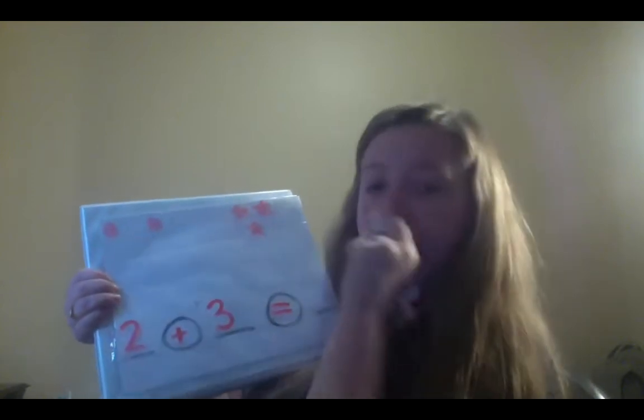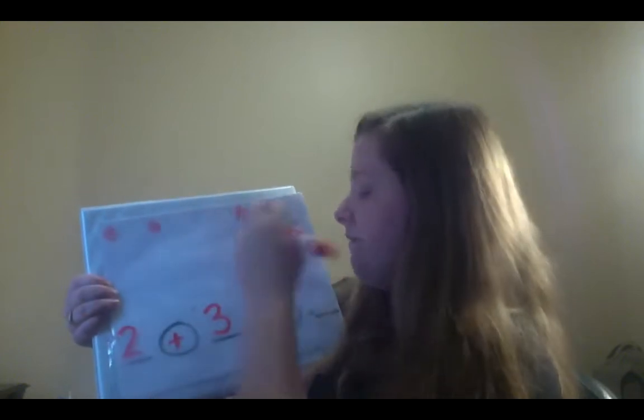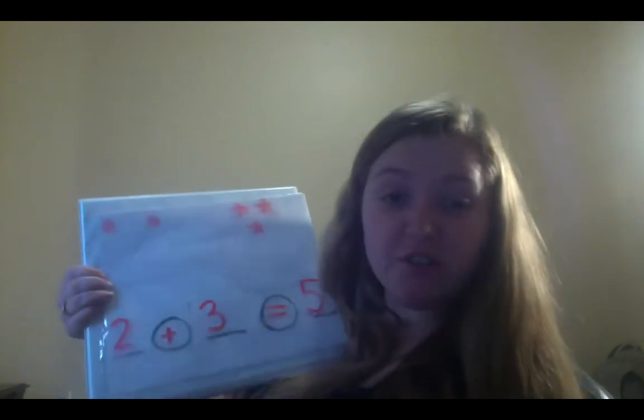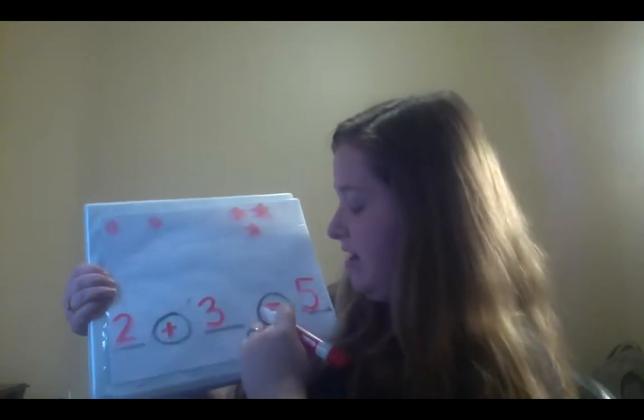And let's see. How many objects do we have all together? Let's see. 1, 2, 3, 4, 5. So this first grade math problem tells us 2 plus 3 equals 5. Okay, you ready? We're going to do one more example, then we'll get into our worksheet. But you guys are going to be pros at the plus sign and the equal sign so quick because you guys are so smart.